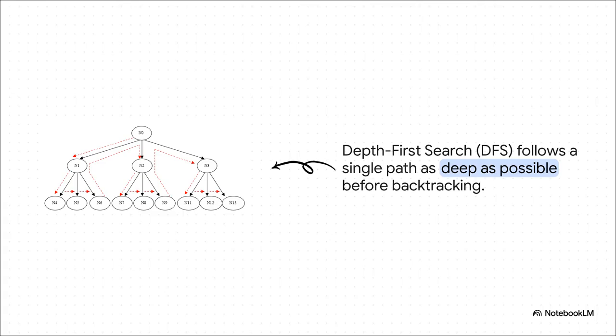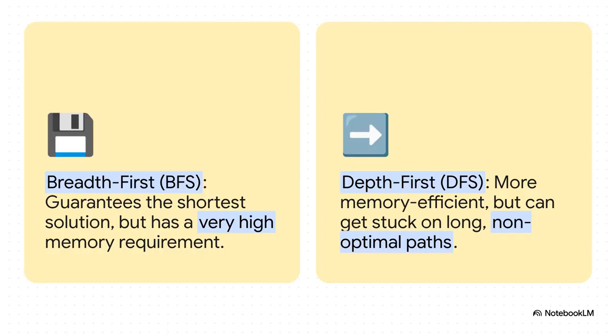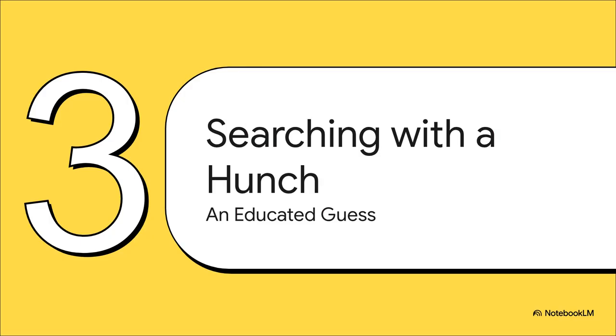So this leaves us with two pretty flawed strategies, right? BFS will find you the best solution, but it might crash your computer trying to remember everything. DFS is lighter on memory, but it might take you on a crazy scenic route to get there. The bottom line is both of these blind approaches are just incredibly slow. They burn through a staggering amount of processing power. And this inefficiency, that's the real problem we need to solve.